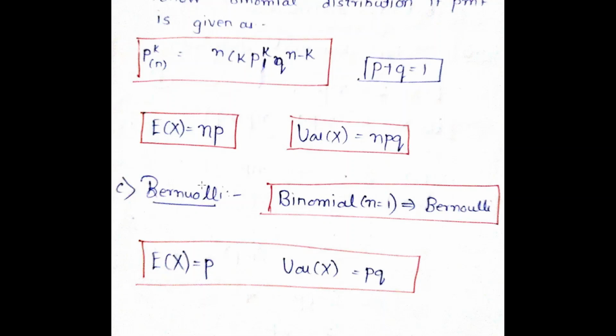Now in the case of Bernoulli, what happens is that you have n value as 1. So the expectation here is p and the variance is given as pq. I hope I am very clear with this.